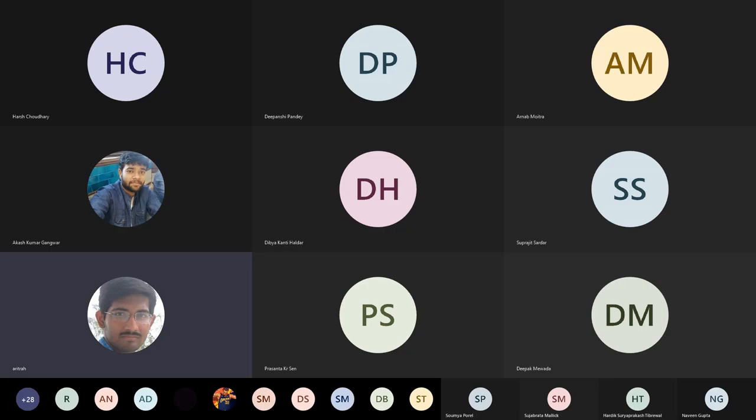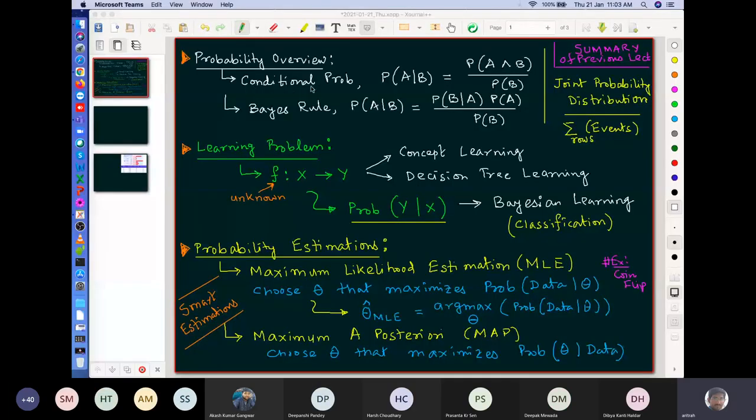Okay, so to start with, let me summarize what we have done in the last lecture. We started with a probability overview, but the two important things in probability we need to know are conditional probability, which says the probability of A given B. How do we define it in this way? And accordingly, we define the chain rule and all.